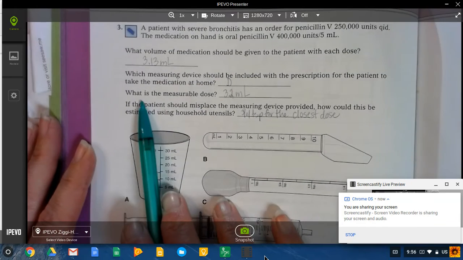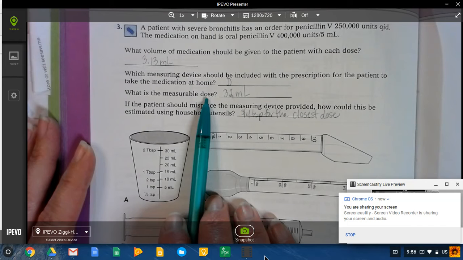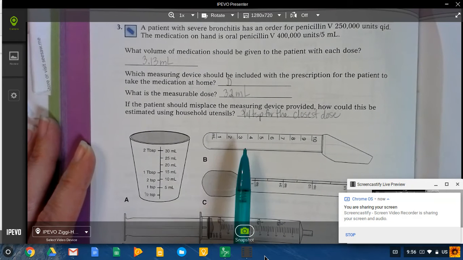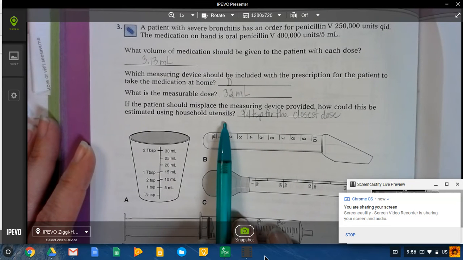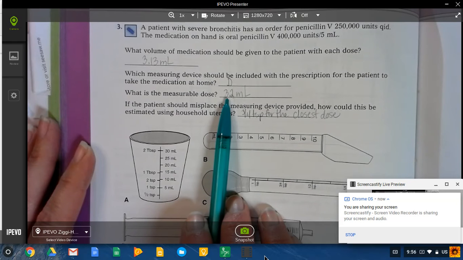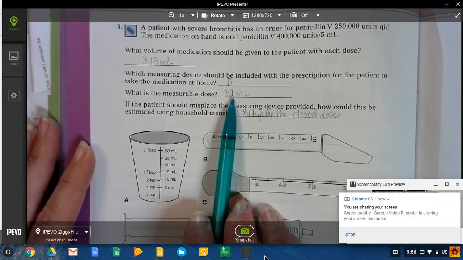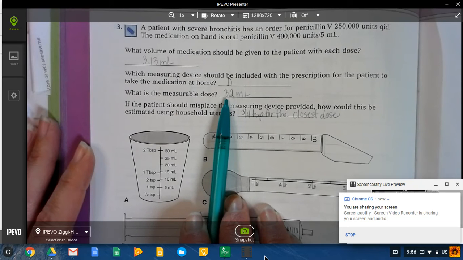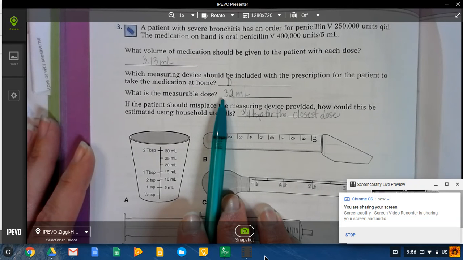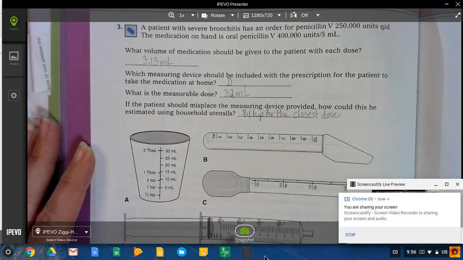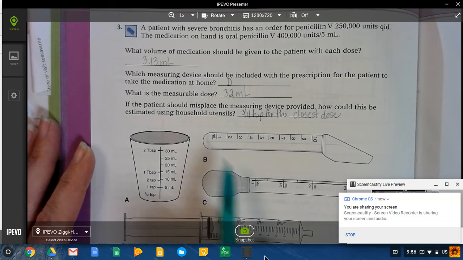So the next one is, what is the measurable dose? Well, can you actually measure out 3.13? Not really. So you go to the closest, which is 3.2. You don't want to go to 3.1, even though rounding would give it back to 3.1, because then you're not giving enough. It's not the full dose. So you go up to 3.2 milliliters, and so you can measure that out on your syringe.